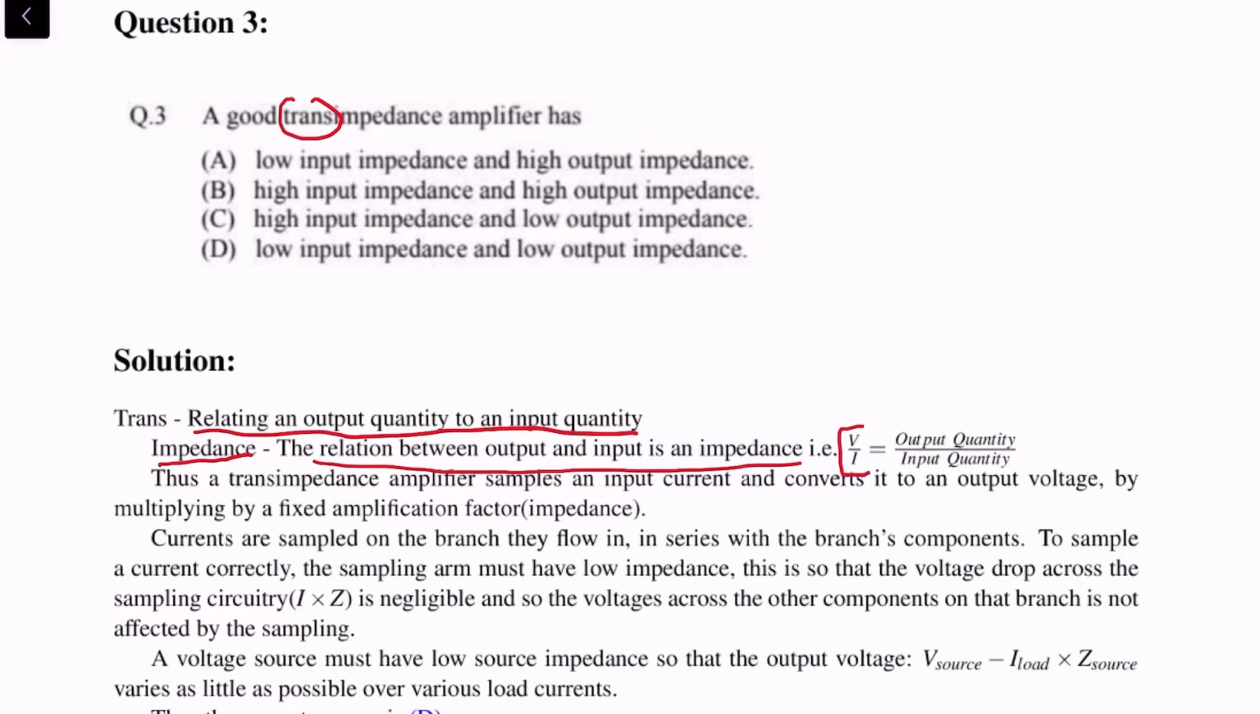That is, V by I is equal to the output quantity by input quantity, right? Since it's an impedance, voltage by current. Thus, a transimpedance amplifier samples an input current I_IN and converts it to an output voltage.